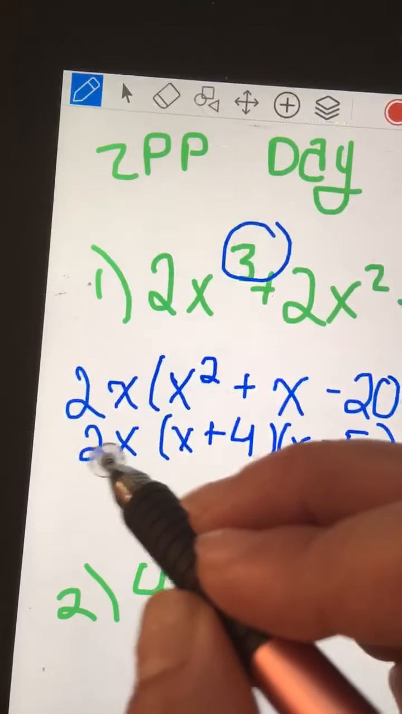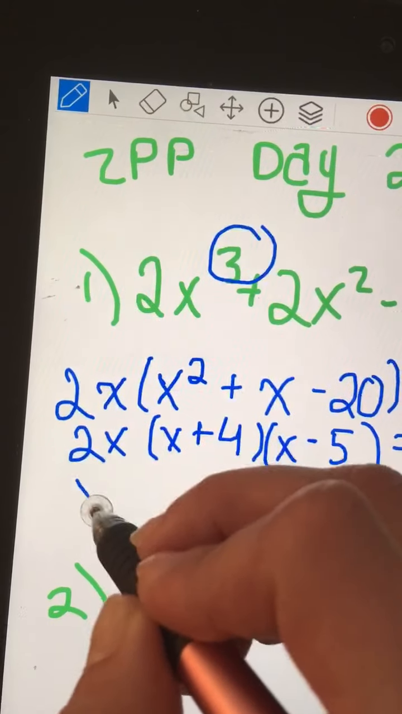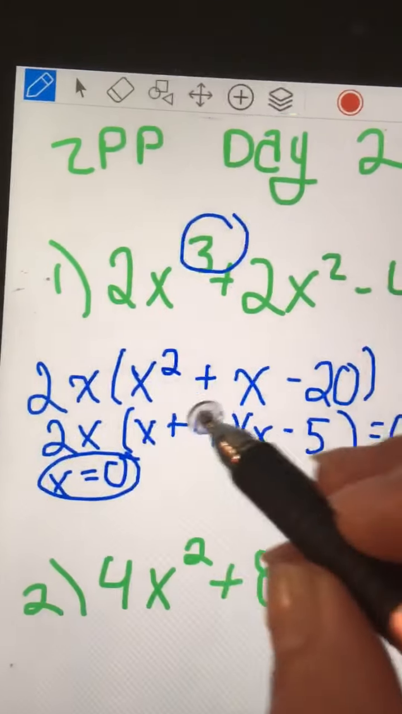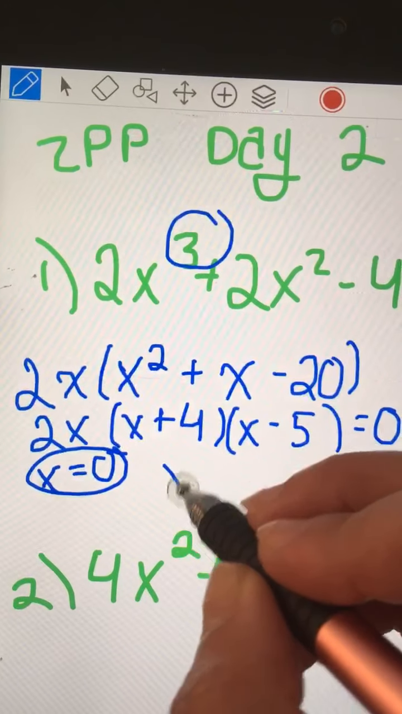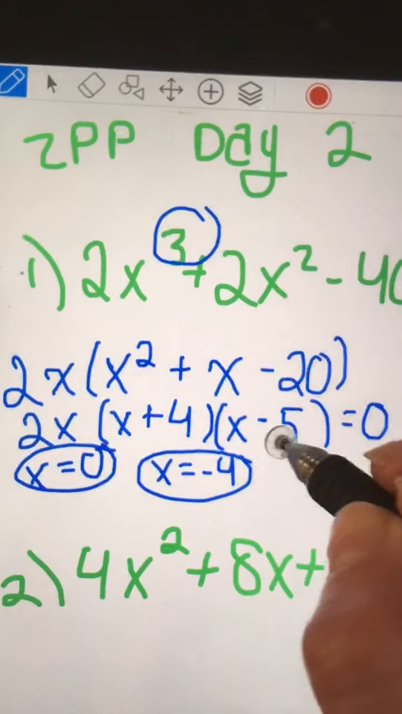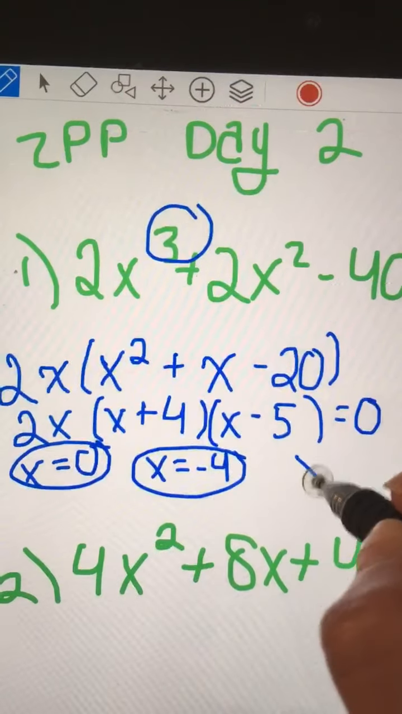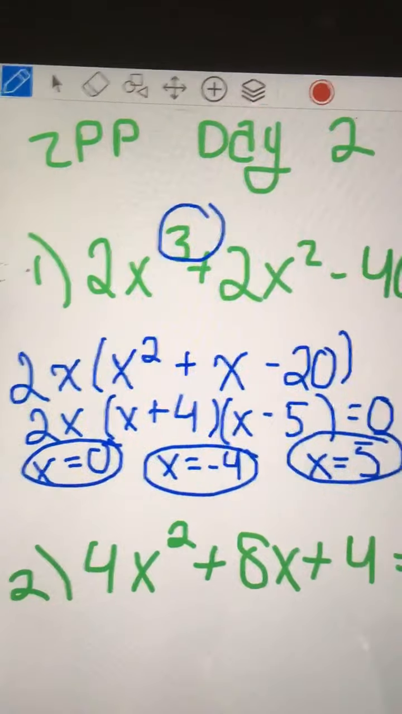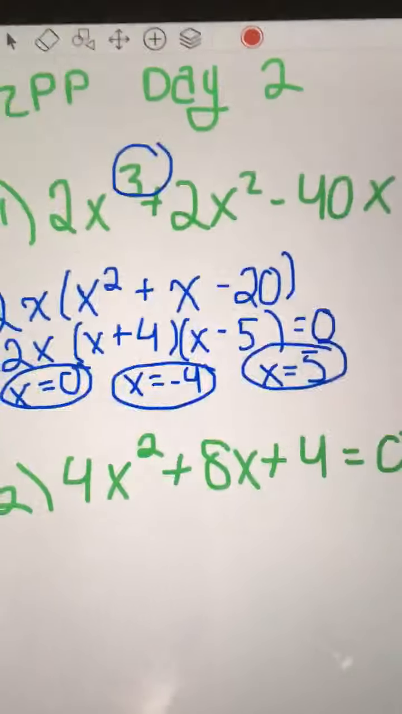So first answer, 2x equals 0, is going to give us x equals 0. Second answer, if x plus 4 equals 0, x equals negative 4. And third answer, if x minus 5 equals 0, x equals 5. So there's our 3 answers.